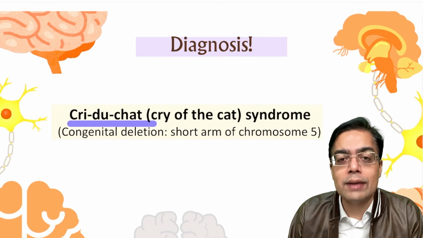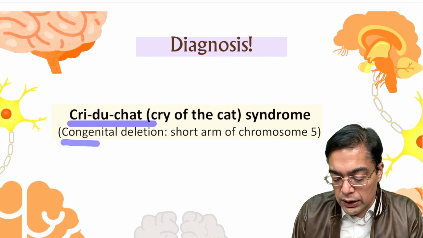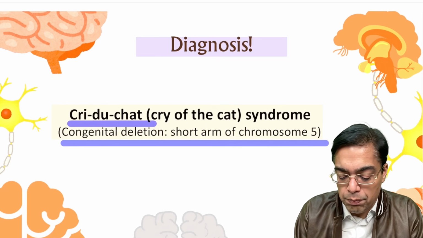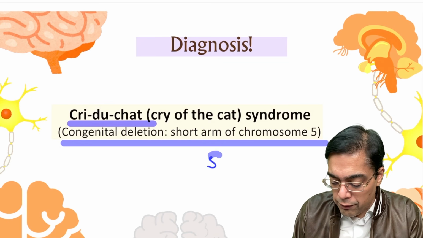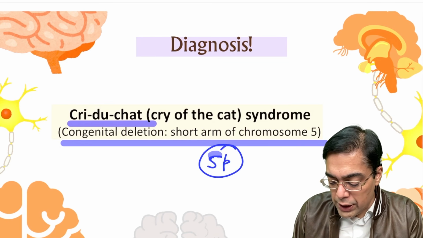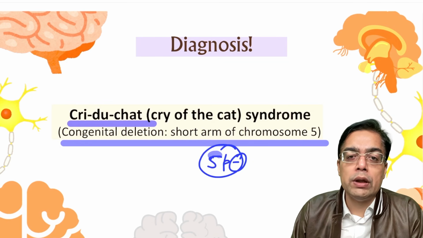Now, why does it occur? That's a separate question. The patients are having a congenital deletion affecting the 5p arm. That means the short arm of chromosome number 5. So that is the fundamental problem in these patients. That is what you need to remember, associated with cri-du-chat syndrome.